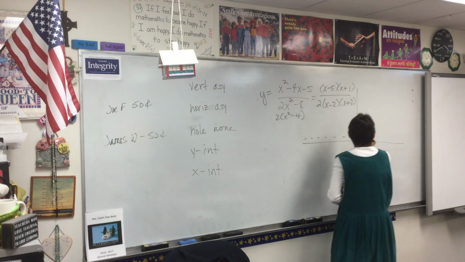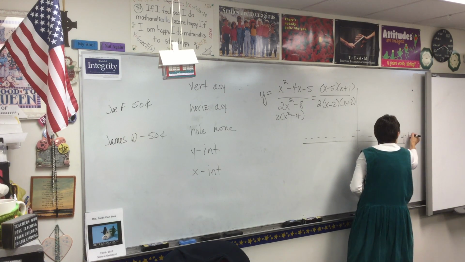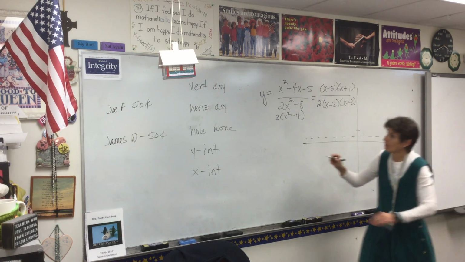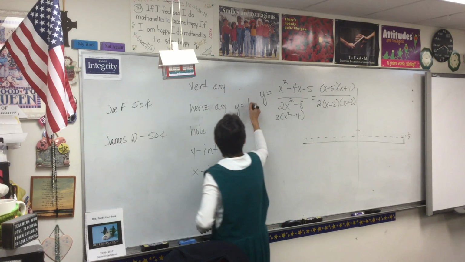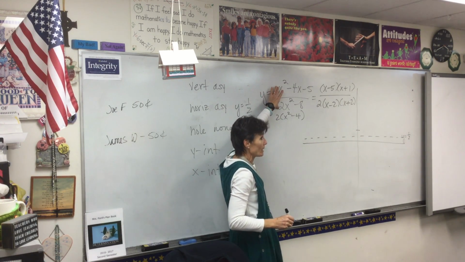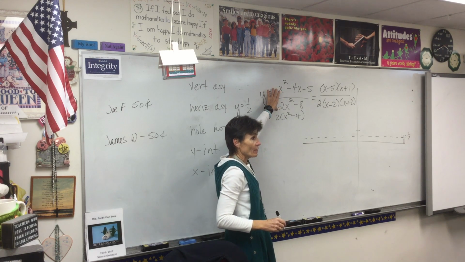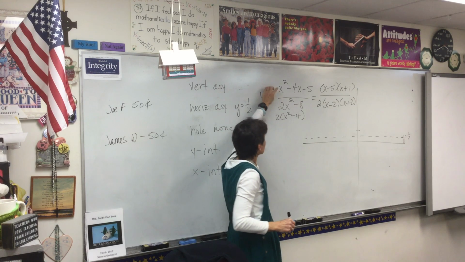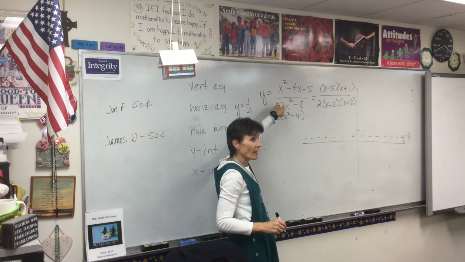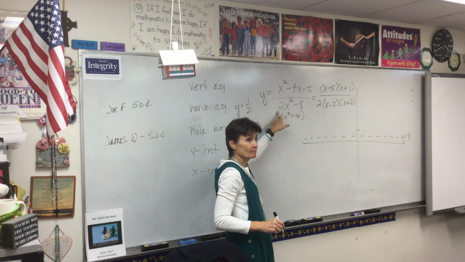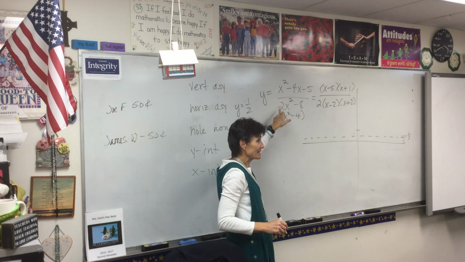Now, let's review that for those of you that have forgotten. How do we know that our horizontal asymptote is y equals 1/2? Look right here. We have x squareds on the top and the bottom. That's a 1x squared and that's a 2x squared. So when I compare those, I get 1/2. That's how I know the asymptote's at 1/2.